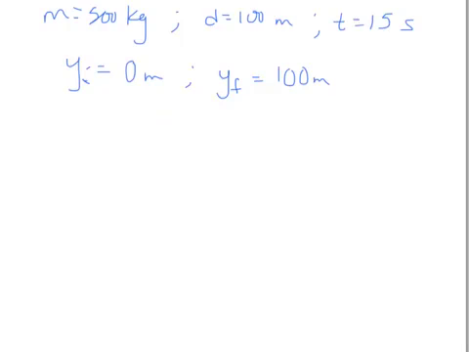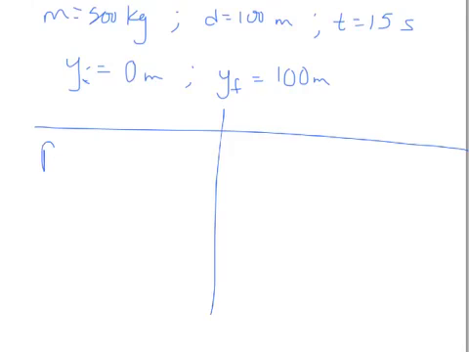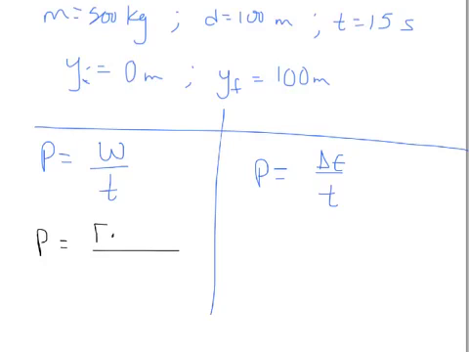So let's look at the other two formulas, and I'll split the page up. We'll start on this side with power equals work over time, and over here power equals change in energy over time. What's my formula for work? Now, here's the tougher part on the right-hand side. What's delta E going to be replaced by? Change in energy.